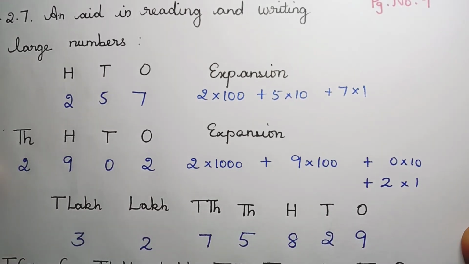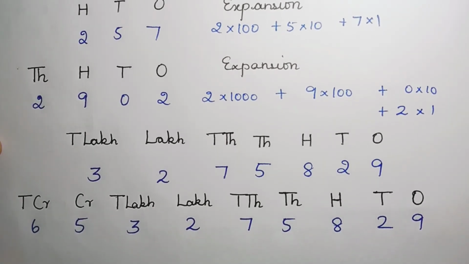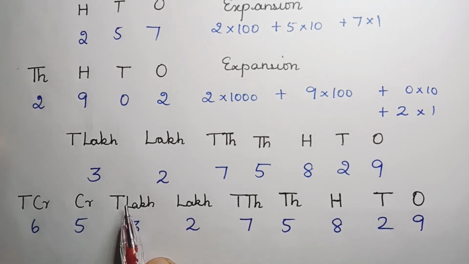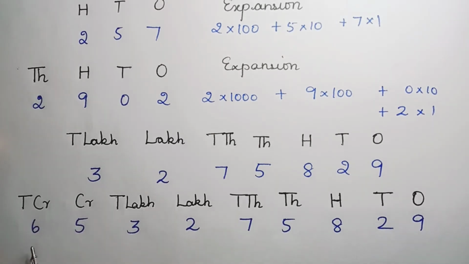Okay. So we will move to the next bigger number, up to 10 crores. Okay, so read from right to left: ones, tens, hundreds, thousands, 10,000, lakh, 10 lakh. So the next value will be crore, 10 crore. Okay, so how can you read this bigger number? 65 crores, 32 lakhs, 75,829. Okay.